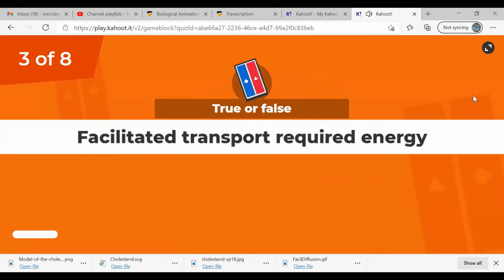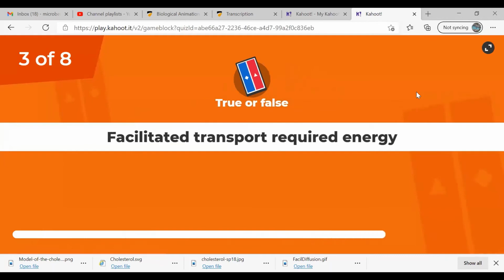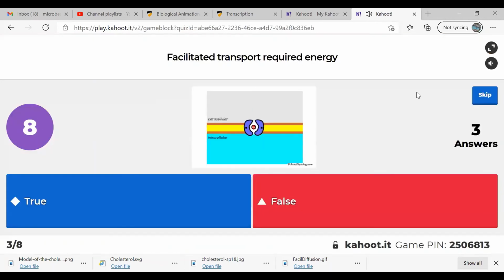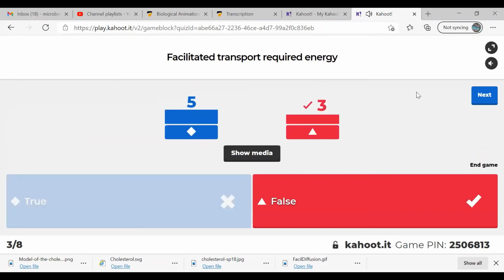Okay, question 3, true or false? Facilitated transport requires energy. It should say requires, not required. And the answer is false. It's active transport that requires energy. So make sure you know your definitions, or these are going to be tough.